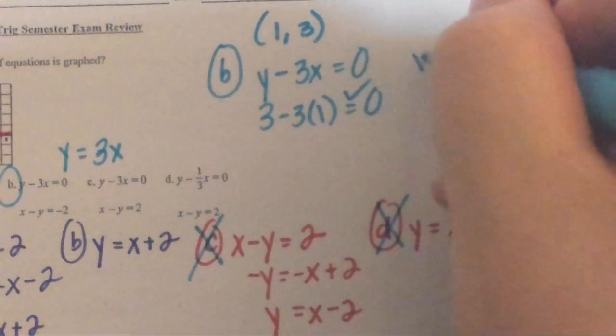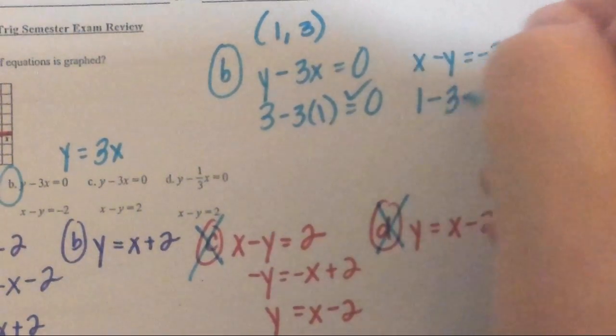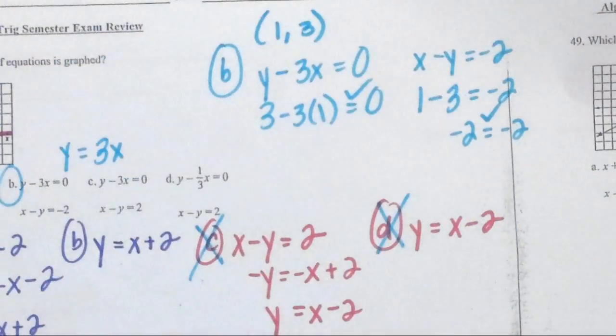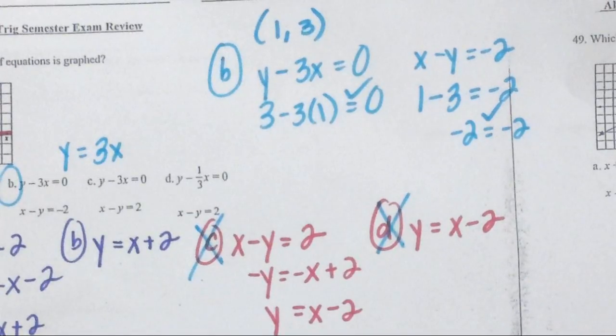The second equation was x minus y equals negative 2. If we plug in a 1 minus a 3, we do get negative 2 equals negative 2, so that's legit too. It's only going to be legit if it really is their solution. So that would be the easier way to find which system fits.